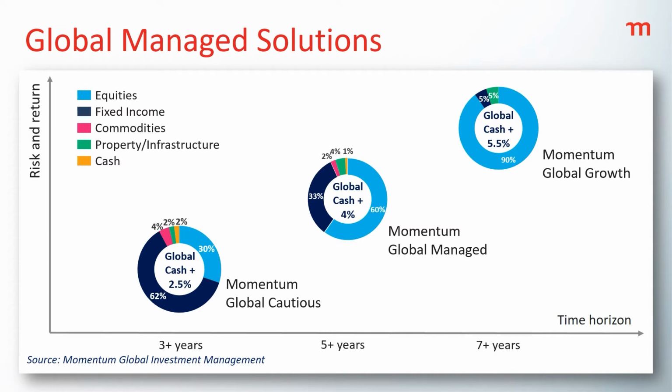Next, the Managed Fund is more risky, with 60% in equities and 33% in fixed income. As a result, it has a higher return target of cash plus 4% per annum and a longer time horizon of 5 years. Finally, our most aggressive fund is the Growth Fund, which has 90% in equities with the remainder in fixed income and real assets. The return target is therefore the highest at cash plus 5.5% per annum, with a long-term investment horizon of at least 7 years.